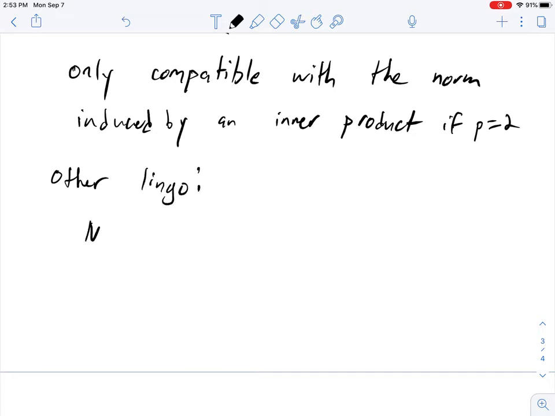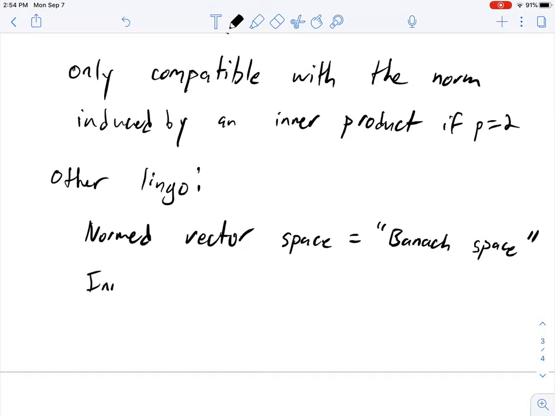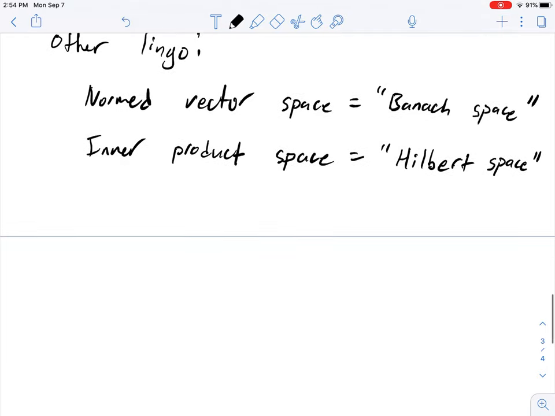A normed vector space, the math people will call it a Banach space. And an inner product space will be called a Hilbert space. And technically, the inner product one applies to finite and infinite dimensional ones, but often math people talk about Hilbert space only in terms of infinite dimensional ones, so like continuous functions or square integrable ones, things like that.